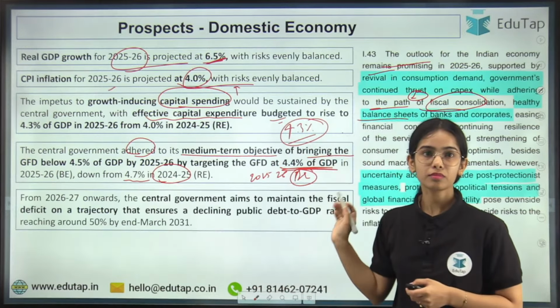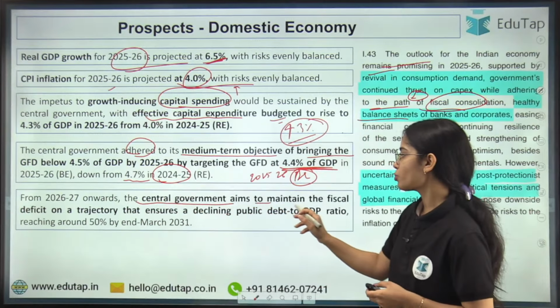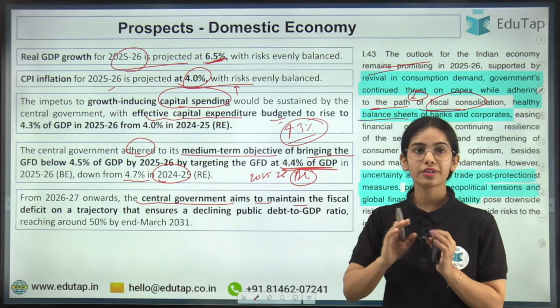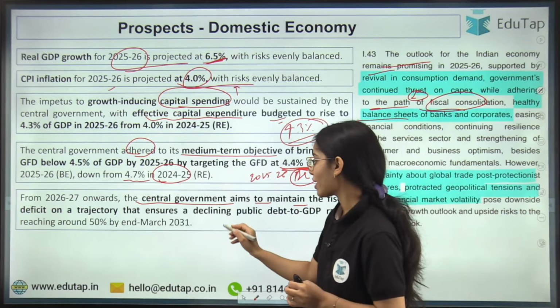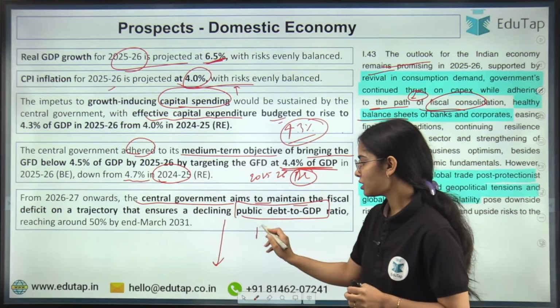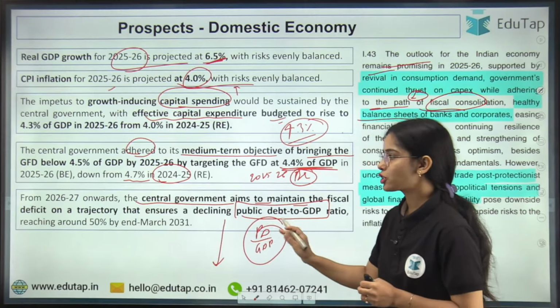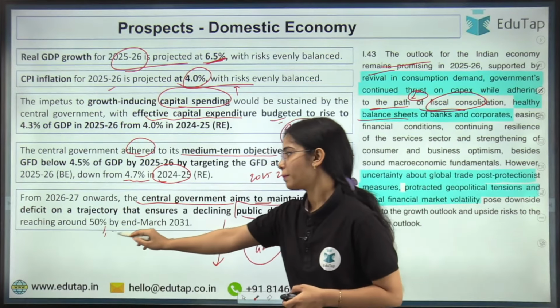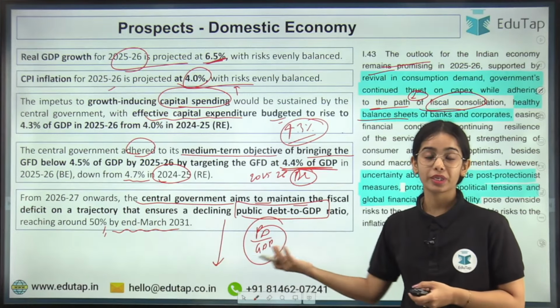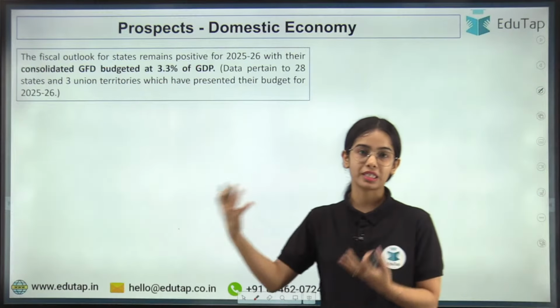Okay. Next, for 2026-27 onwards, the central government aims to maintain the fiscal deficit on a trajectory that ensures a declining public debt to GDP ratio. So we want the public debt to GDP ratio to decline and reach around 50% by end March 2031. So these are the data points for the future, the prospects for the future.